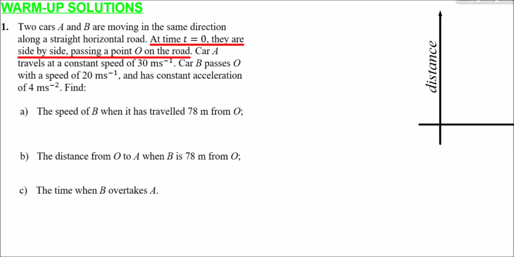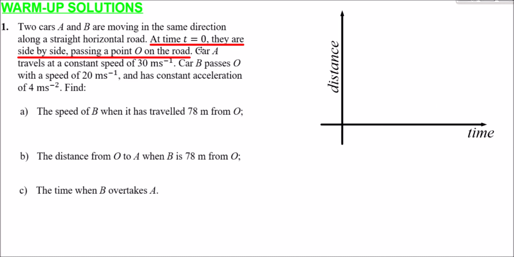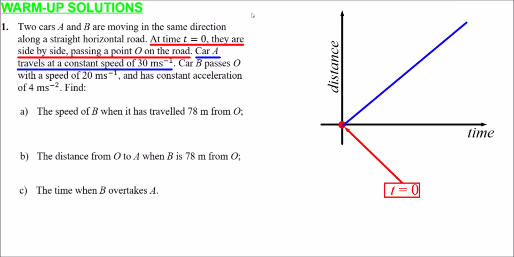So if I just get here a distance time graph ready, it now says car A travels at a constant speed of 30 meters per second. So I'll put t equals 0, they start here, and then car A travels at 30 meters per second. So on a distance time graph, that's going to be a straight line. It's travelling at a constant speed, no change of speed, so no acceleration. So on a distance time graph, that will just be a straight line with constant gradient, something like this. Distance is increasing in equal steps per unit time.